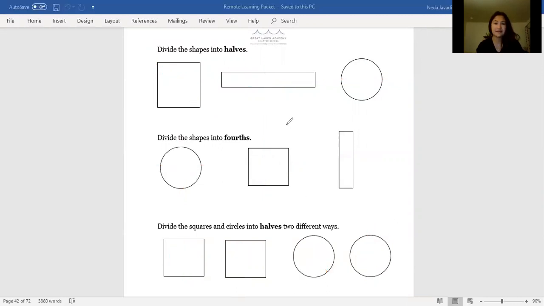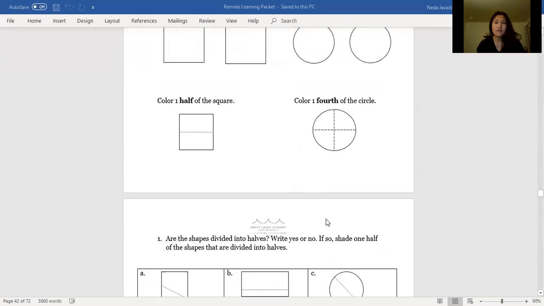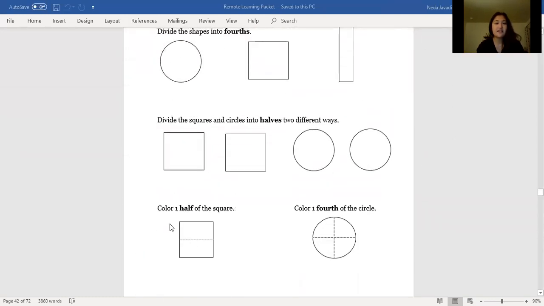Let's keep going. Oops, I almost forgot this last part. This last part says color 1/2 of the square. So on your page, pause right now and color 1/2 of the square. Cool. You can color either the top half or the bottom half, but we're only going to color one. Nice job. The next question says color 1/4 of the circle. Pause and color 1/4. Nice job.